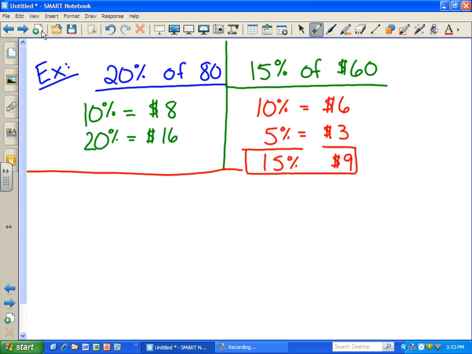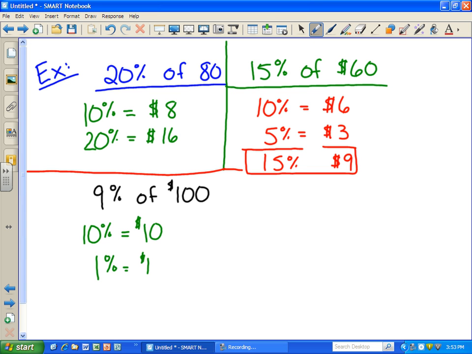What if I have to find 9% of $100? You could say, well, 10% of $100, move the decimal once, is $10. But you need 9%, so you have too much. So let's find 1%. 1%, move the decimal 2 spots over, is $1. 10% minus 1%, makes 9%. 10 minus 1, $9. So here in this example, you were using 10% and 1%.